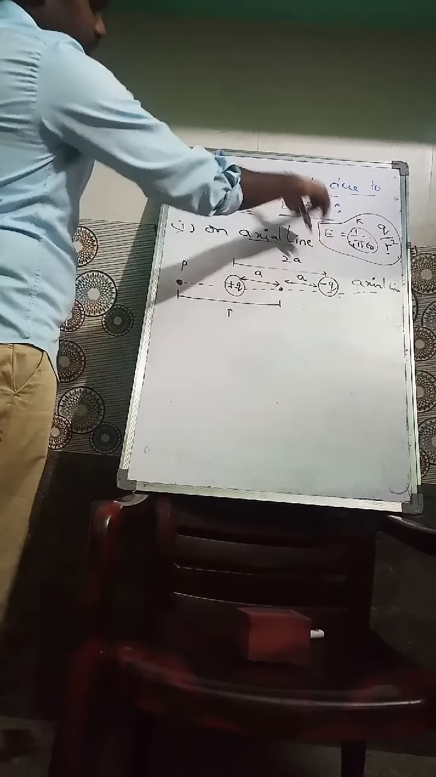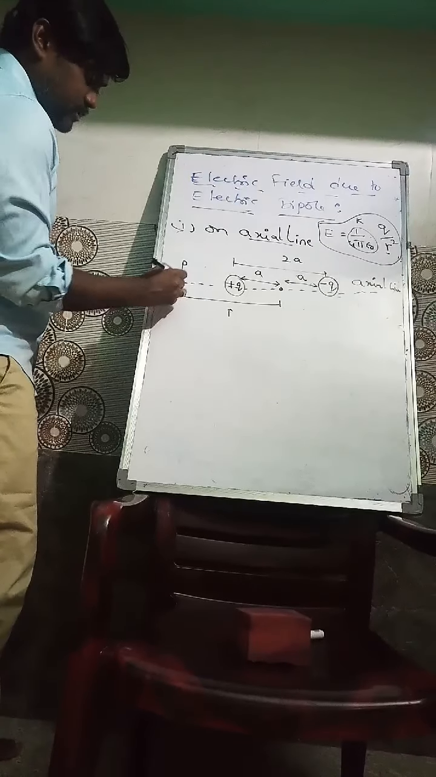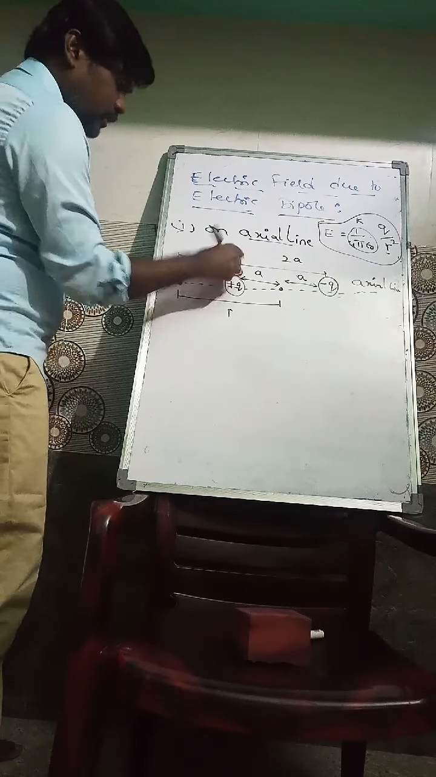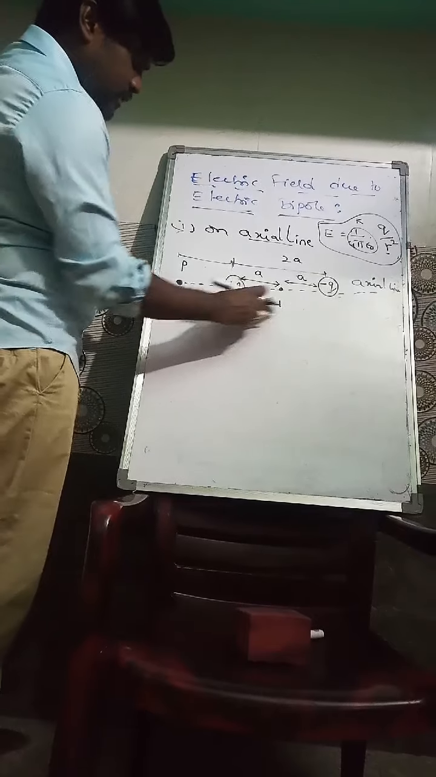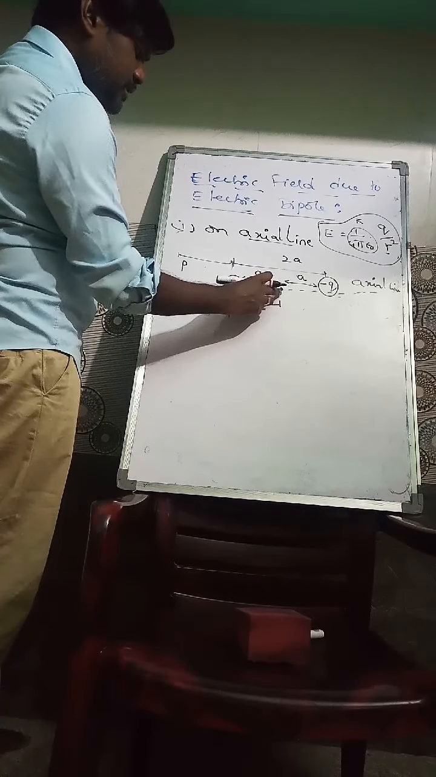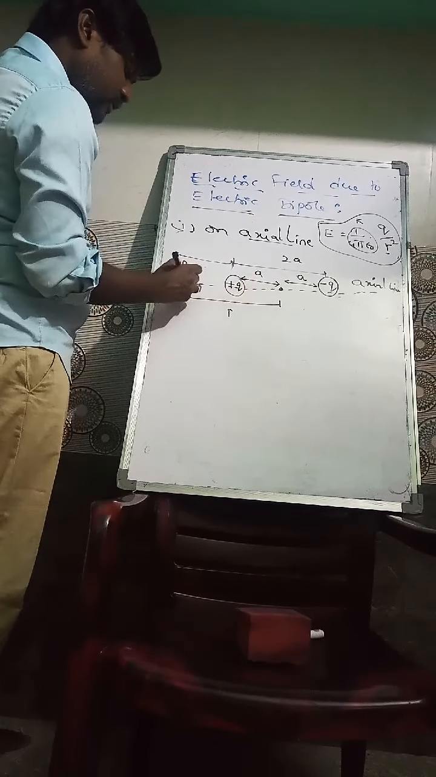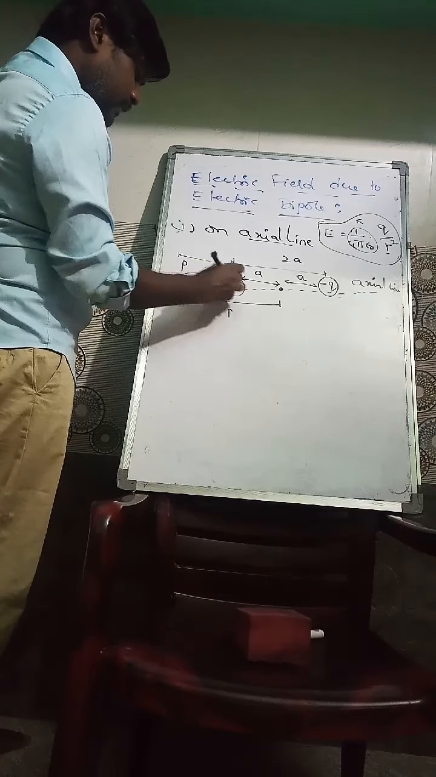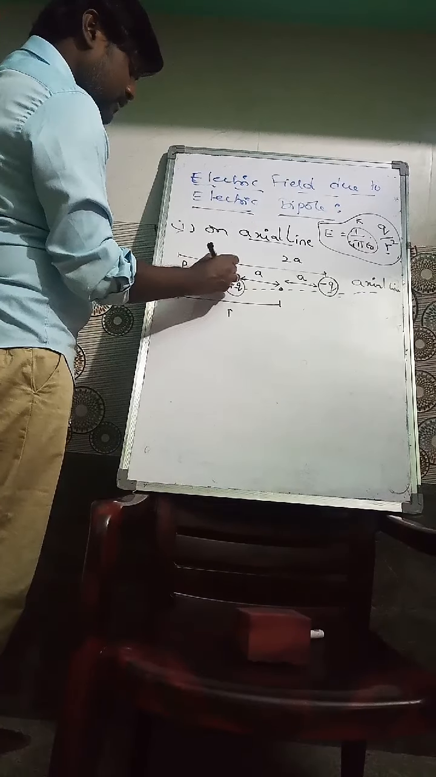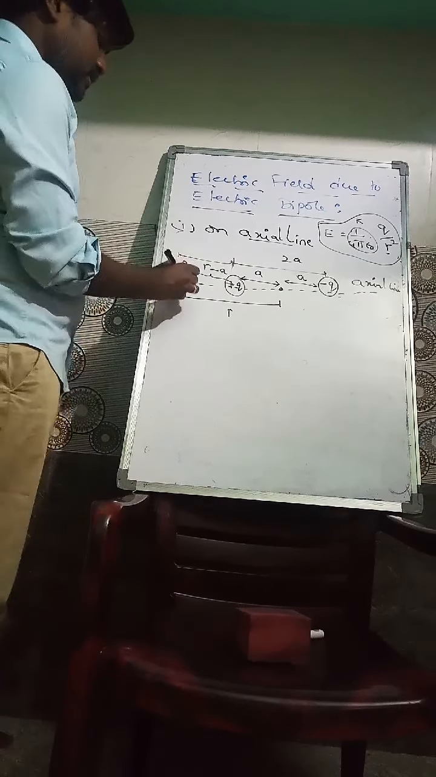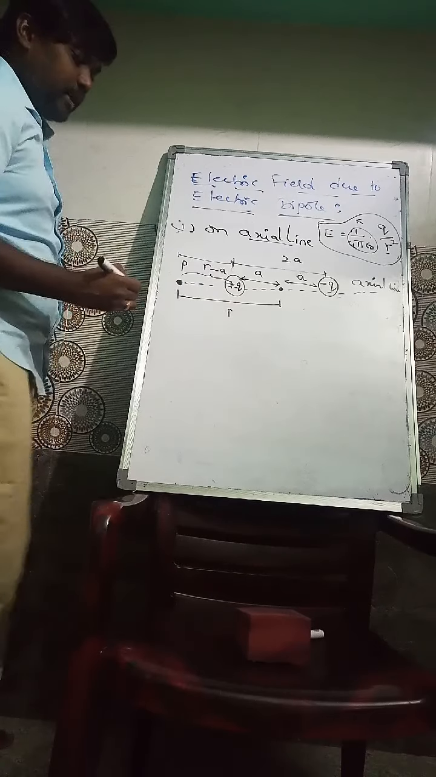So here I am going to use this one. What about this distance? According to the given data, this distance is r, and this distance is a. So finally this will be r minus a. This distance is r minus a.